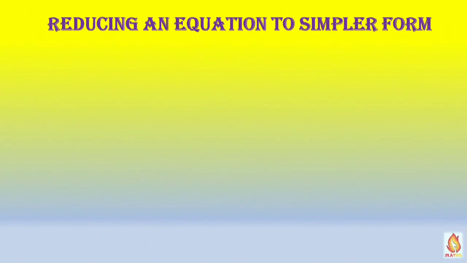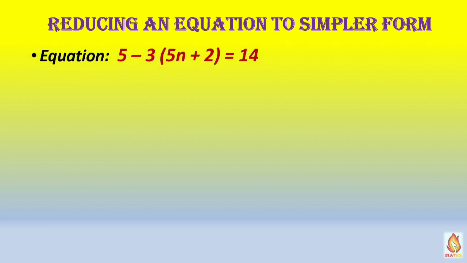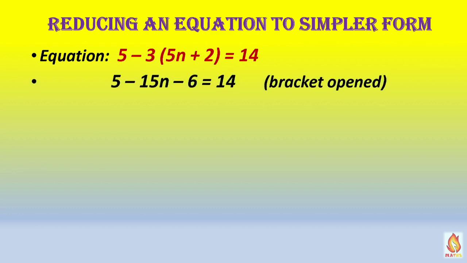Now, reducing an equation to simpler form. Suppose there is one equation, 5 minus 3 in brackets 5n plus 2, that is equal to 14. This is not in simpler form. Now we have to convert it into simpler form, because there is a bracket. To find the simpler form, what do we have to do? This bracket we have to open first. So how to open? By using the distributive property. 3 is multiplied with each term inside the bracket. So 3 is multiplied by 5n also, and 3 is multiplied by 2 also.